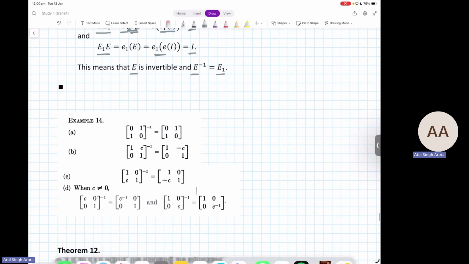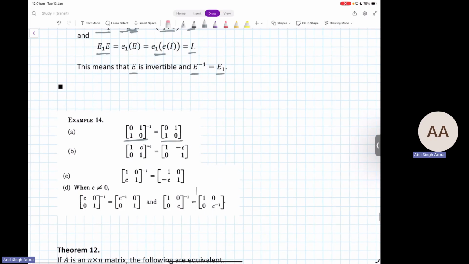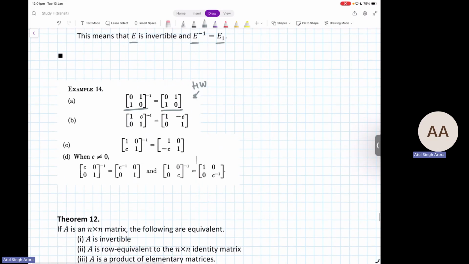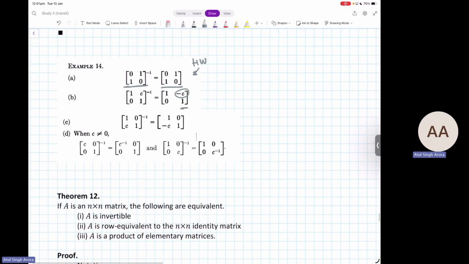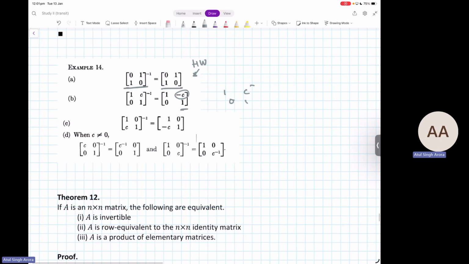Now let's look at some examples. The inverse of this matrix is itself, essentially. You can just check this by direct computation. I'll probably leave this as a homework assignment. Just multiply it out and you will see what it is. This one looks a little bit more non-trivial. The only thing that changes is that you put a minus c here, and why that's happening is also clear because you do row times column: 1 c 0 1, times 1 0 minus c 1.